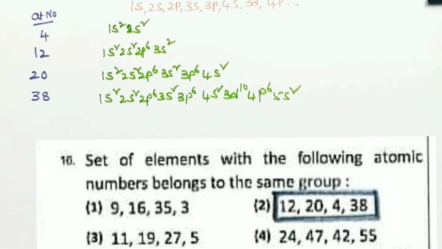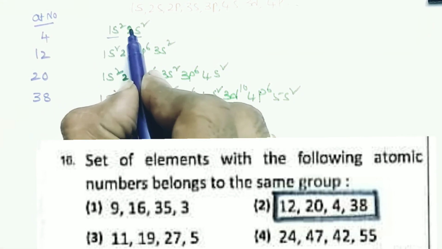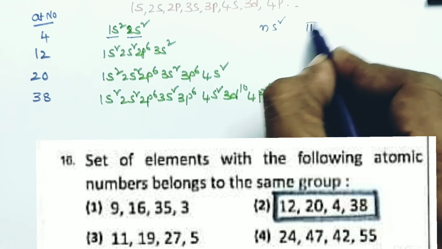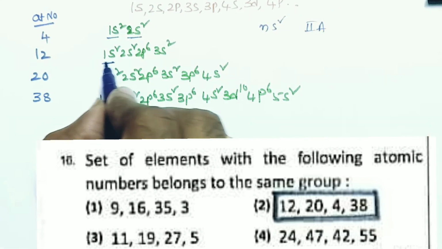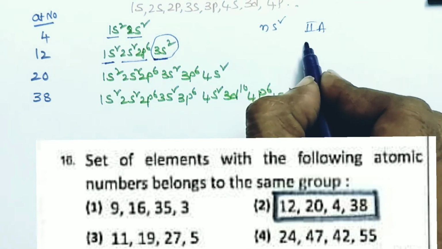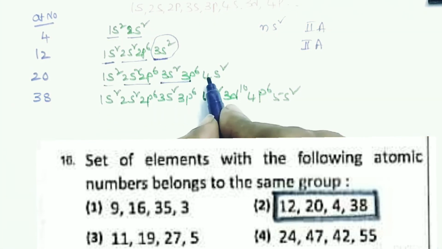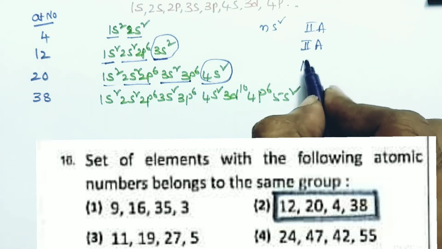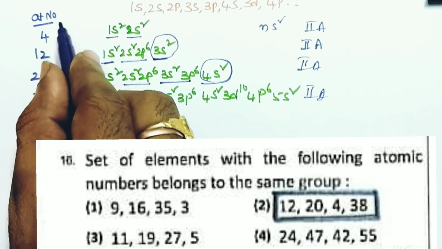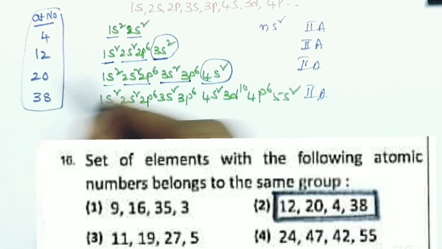So here, upon watching these electronic configurations, this is the first orbit and this is the second orbit. The general electronic configuration is ns2, so it belongs to second A group. Here also the general electronic configuration is ns2 and it belongs to second A group. So in this way this option is correct and these 4 elements belong to second A group.